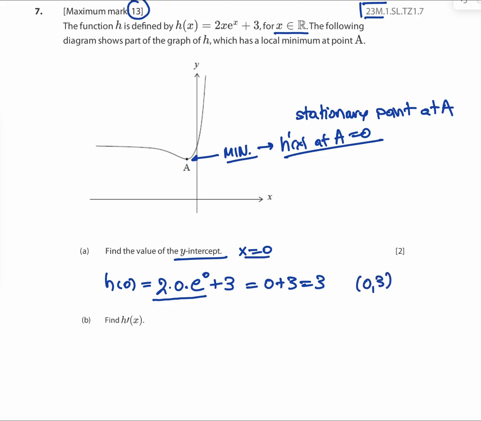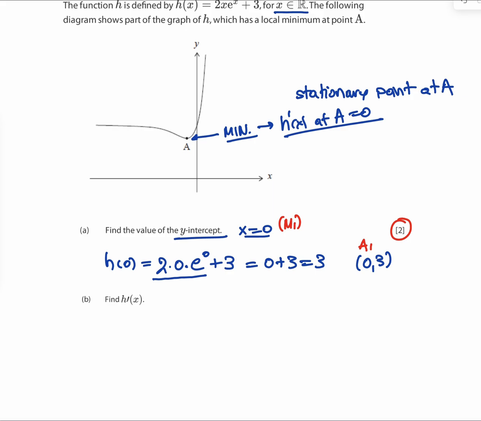And you will get 1 mark for showing that you understand that the y-intercept is going to be for x equal to 0. So that would be an M1 method mark. And that would be your answer mark here. So this is done. Let's go to the second part, which is all about finding the derivative.